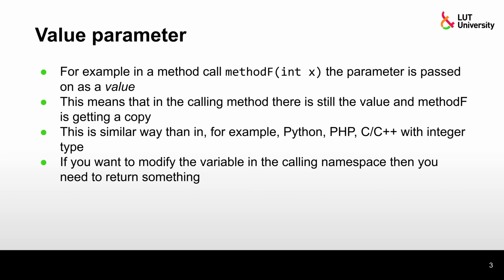And if the developer wants the parameter to be modified in the method, and then the calling namespace would have those modifications back, then there is a need to return something. So we could, for example, in this method f, return this x multiplied by 4.